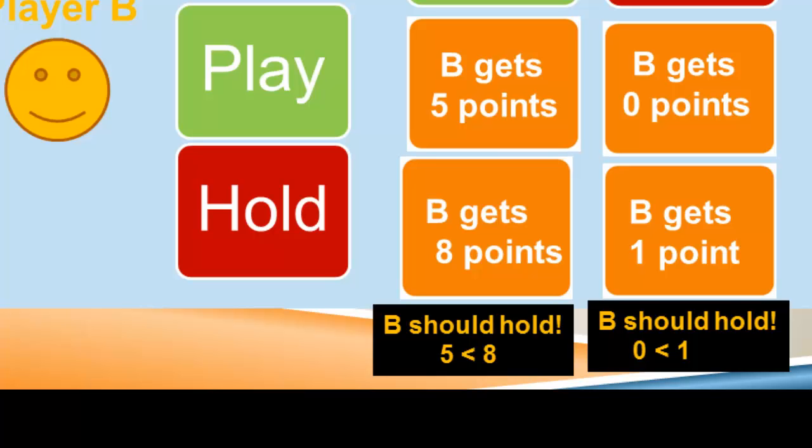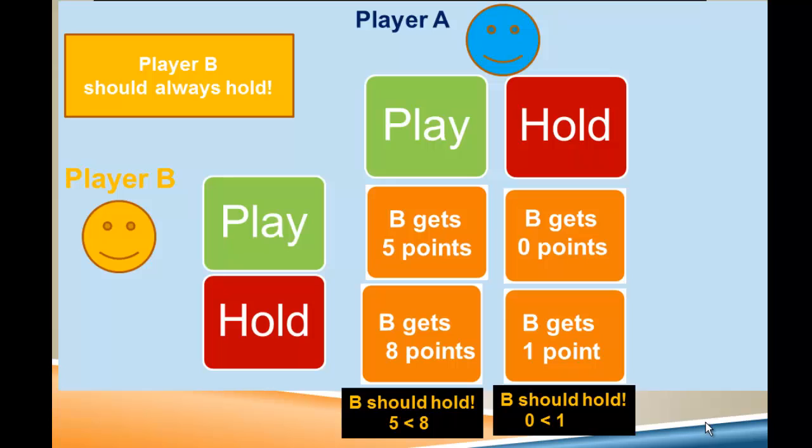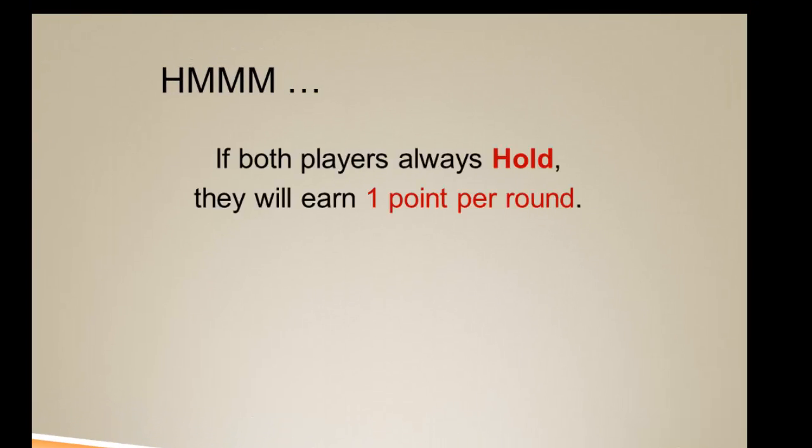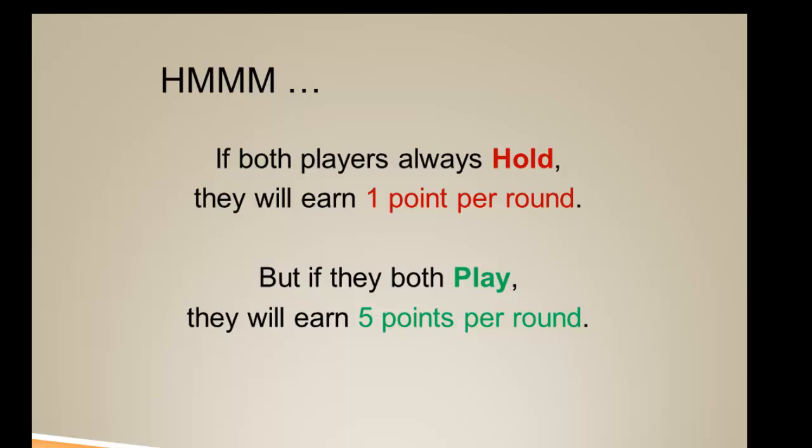So once these two players have played a while and figured this out, we can imagine them, they're just both going to sit there with their card in their hand and refuse to play, and each will get 1 point each turn of the game. If they both hold, they earn just 1 point per round. However, if they were to both play, they would each earn 5 points per round.